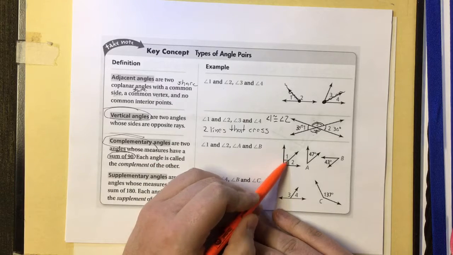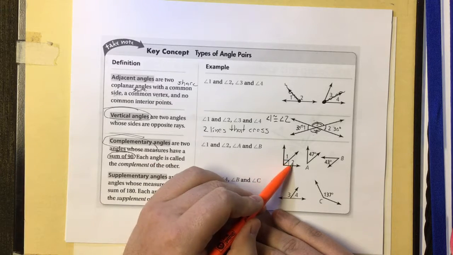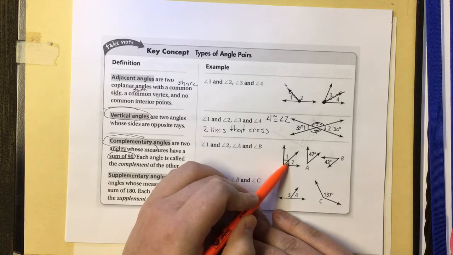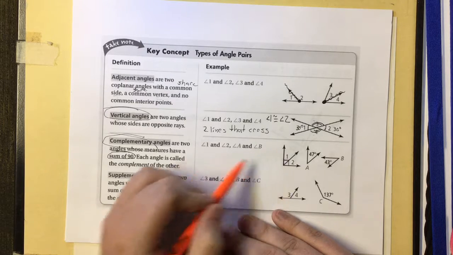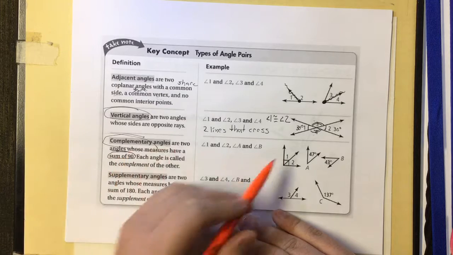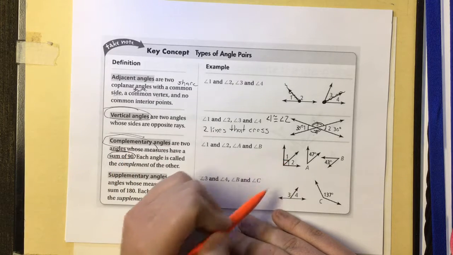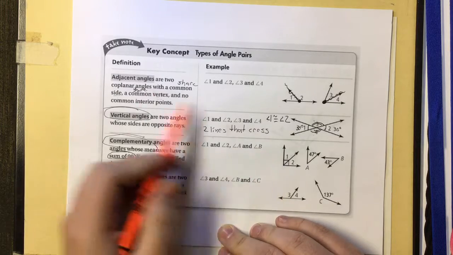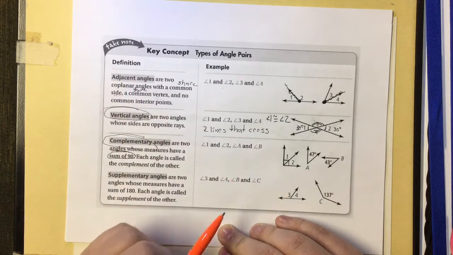So right here, angle 1 and angle 2 are complementary because they together make this 90-degree angle. They together make a right angle, add up to 90. Remember that box means 90 degrees. So angle 1 and 2 in this picture happen to be complementary and also adjacent angles.